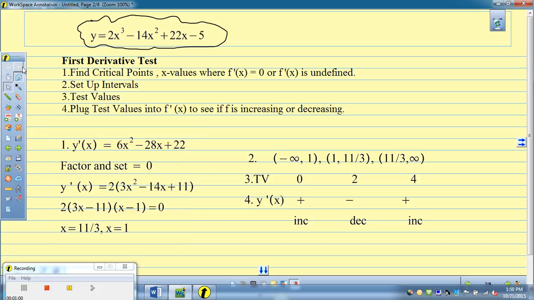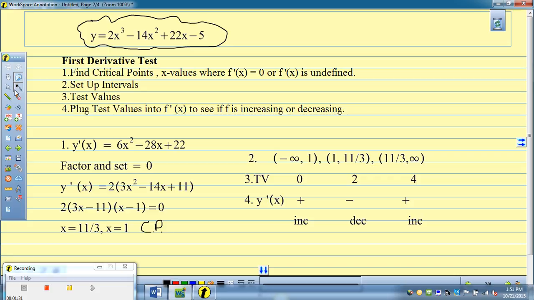And we want to factor that. This is a quadratic polynomial, and that's defined everywhere, so the derivative is not undefined anywhere. So we'll factor and set it equal to 0 to find where the derivative equals 0. So we've done that here, and our critical points are x equals 11/3 and x equals 1. Here are our critical points.